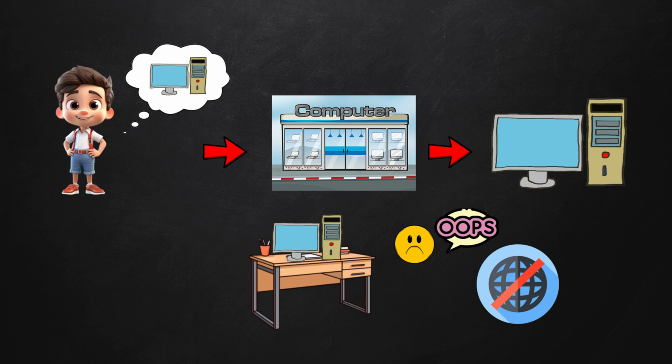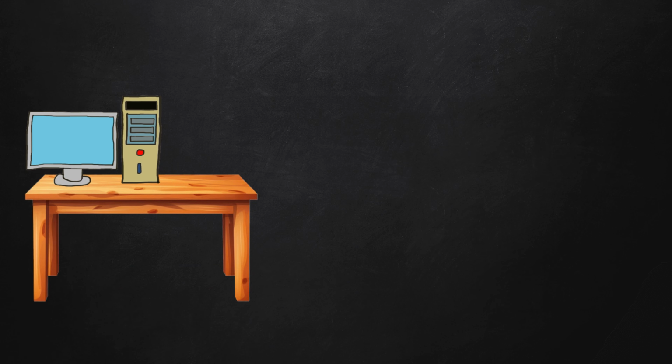What happened here? Why couldn't this brand new computer connect to the internet? Is it because of some connectivity issue? Did Bob connect this computer properly to the network? Let's see how Bob connected this computer into the network.